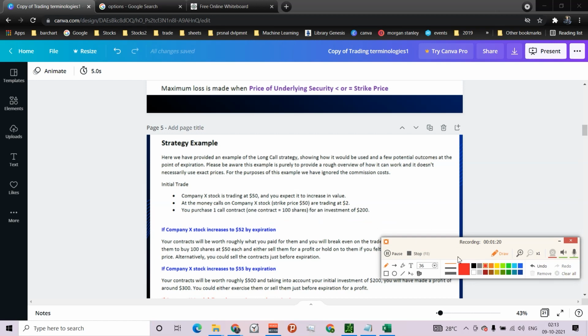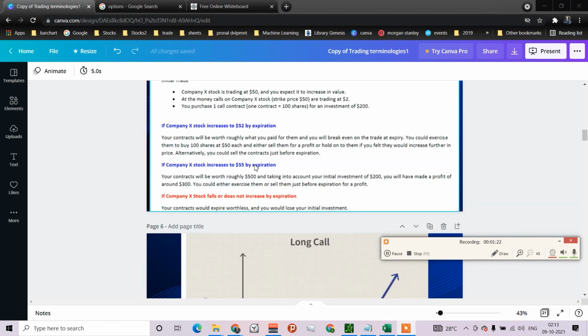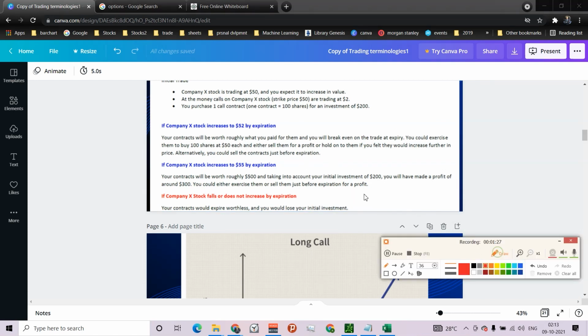Your contract will be worth, if the company share price increases to $52 by expiration, what really happens is you reach the break-even point.